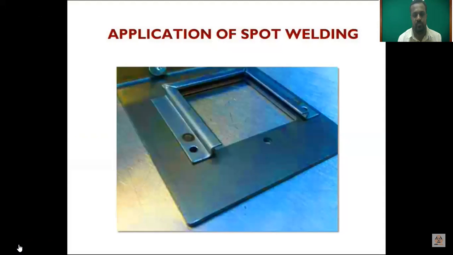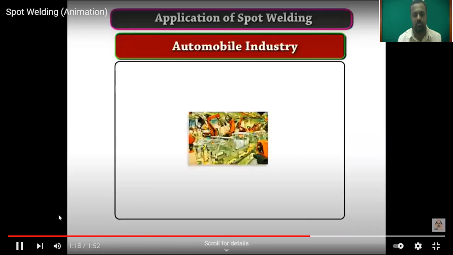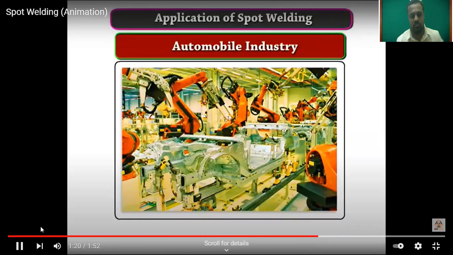Application of spot welding. The typical applications of spot welding are shown. Automobile industry.